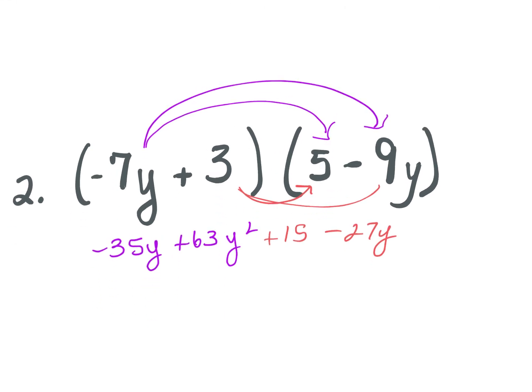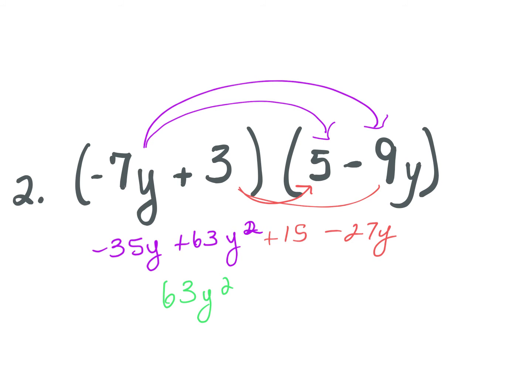Okay, so now what? Do I just say, oh, I'm so smart and keep going? Well, you should tell yourself you're smart. But what can we do? We can combine like terms. And what else can we do? We have to write our expression in standard form. What's the highest exponent you see? 2, y squared. So I have 63y squared. Nothing else has a y squared, right?